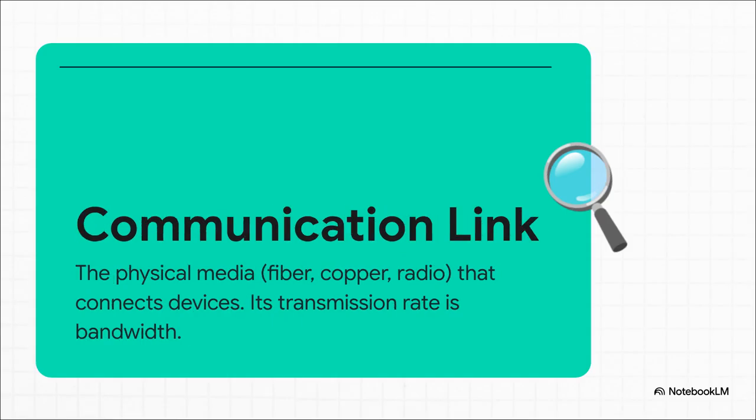So all these hosts have to be connected somehow, right? That's where communication links come in. These are literally the physical roads of the internet. They can be fiber optic cables buried deep under the ocean, the old copper telephone wires running into your house, or even invisible radio signals like Wi-Fi and 5G. And that term you always hear, bandwidth, that's just how much data these roads can carry at once.